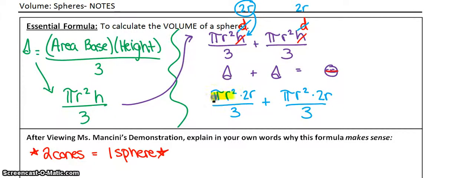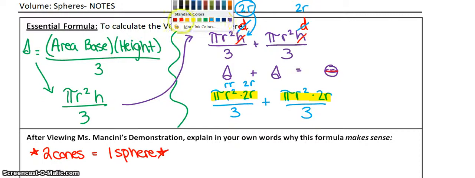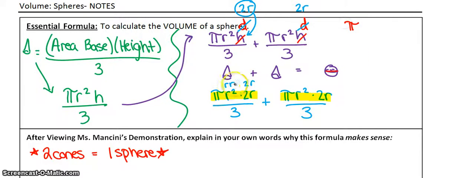Now simplifying the numerator here, I have pi times r squared times 2r. Really r squared is r times r, and this is 2 times r. So how many r's am I really multiplying here? Okay, the answer to that is 3. I have 3 r's. So pi, I'll just rewrite, but r times r times r is r cubed, because the 3 tells you how many times you're multiplying the r. Now I also have a 2 here, so it's pi times r cubed times 2 over 3.